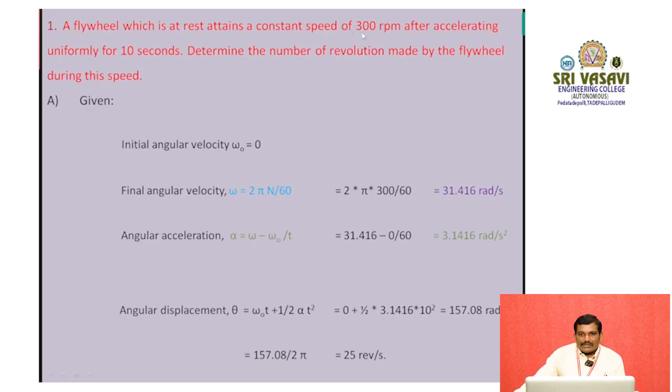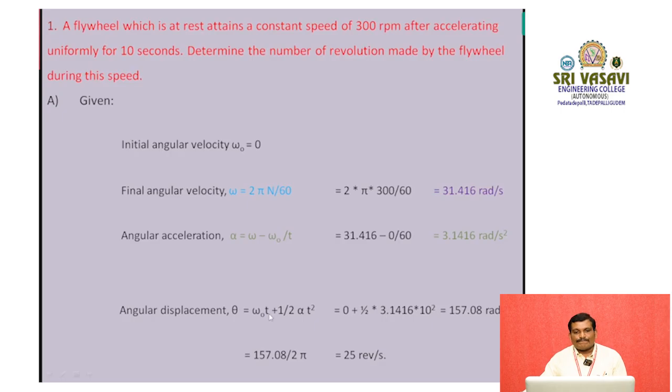Here the flywheel speed is given as 300 rpm. But angular velocity is in radians per second, so for converting, final angular velocity omega is equal to 2 pi n by 60, 2 pi into 300 by 60, that is 31.416 radians per second. Angular acceleration alpha is equal to final angular velocity 31.416 minus initial angular velocity 0, by 10, that is equal to 3.1416 radians per second square.